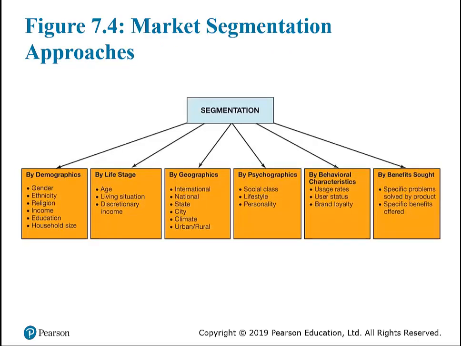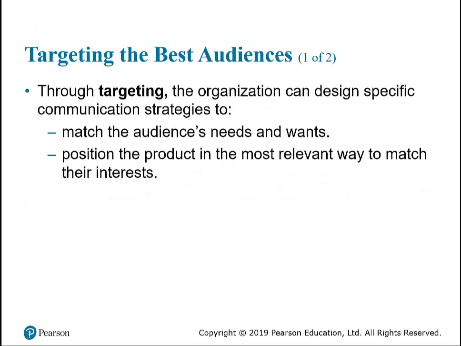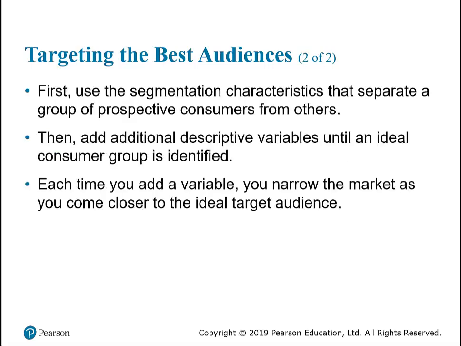Figure 7.4 shows market segmentation approaches, which include by demographics, by life stage, by geographics, by psychographics, by behavioral characteristics, and by benefits sought. Targeting the best audiences. Through targeting, the organization can design specific communication strategies to match the audience's needs and wants and position the product in the most relevant way to match their interests.